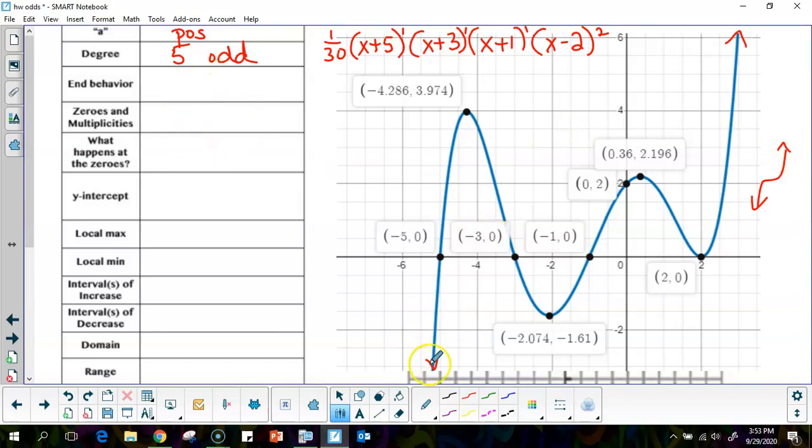All right, end behavior, let's look at our arrows. This one's pointing down and to the left. That's negative, negative. This one over here is pointing up and to the right. That's positive, positive.